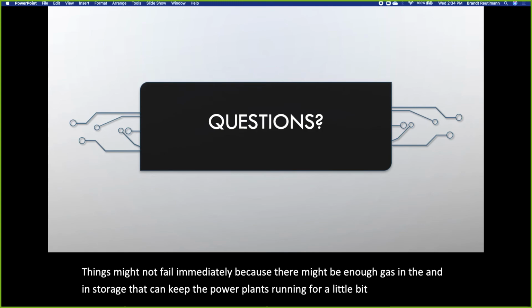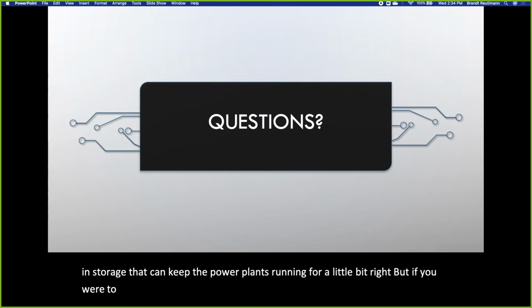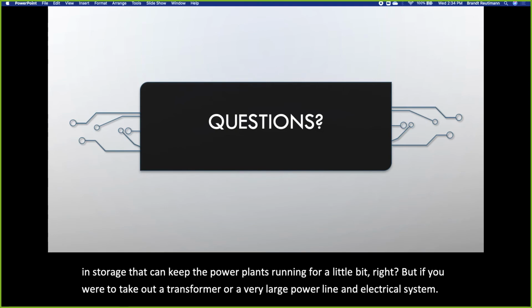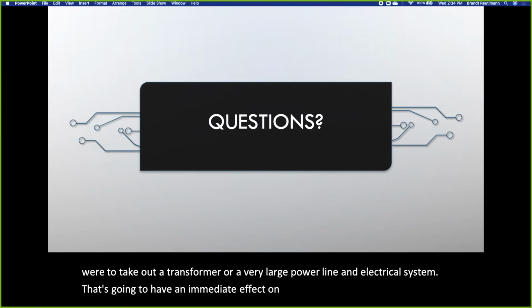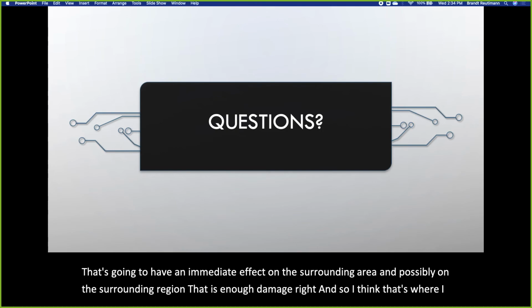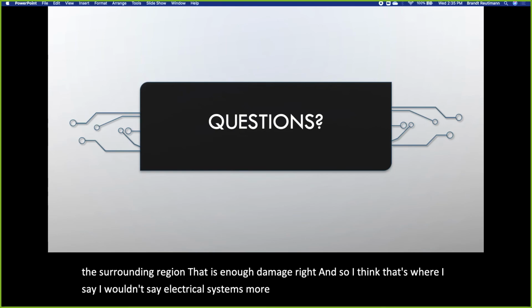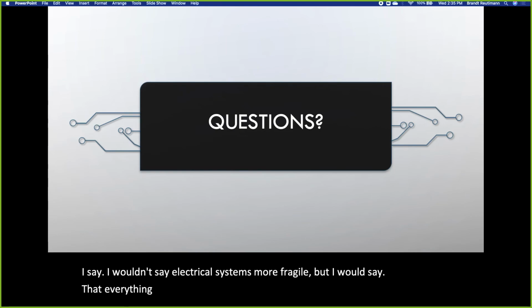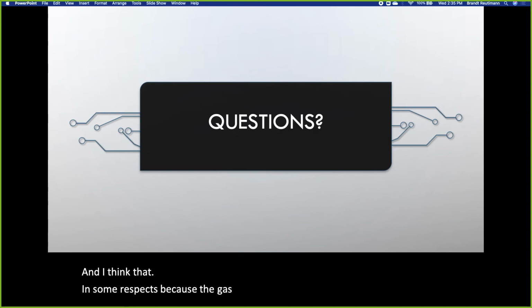But if you were to take out a transformer or a very large power line in an electrical system, that's going to have an immediate effect on the surrounding area and possibly on the surrounding region if there is enough damage, right? And so I think that's where I say, I wouldn't say the electrical system's more fragile, but I would say that everything happens much faster, if that makes sense. And I think that in some respects, because the gas system has storage in it, it does add some resiliency, I think.